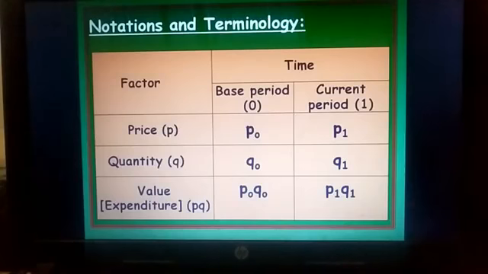Very repeatedly, we will use all these notations throughout the chapter till the completion, so be very clear about them. Price and quantity you will usually follow clearly. Remember, even value or expenditure will be P multiplied by Q. In the base year it is P0 Q0. In the current year it will become P1 Q1.